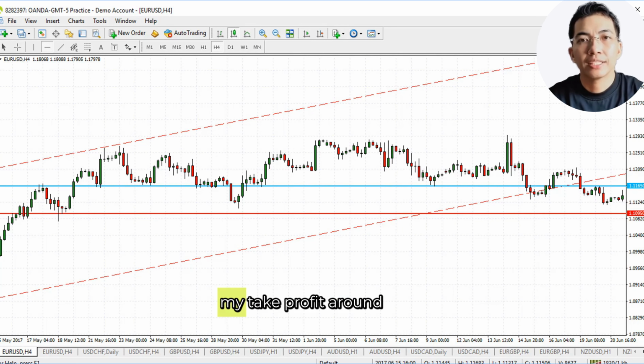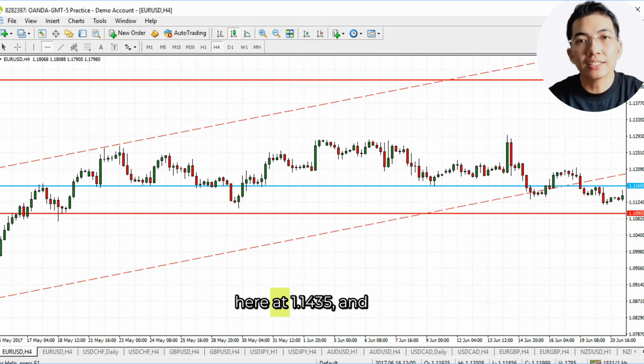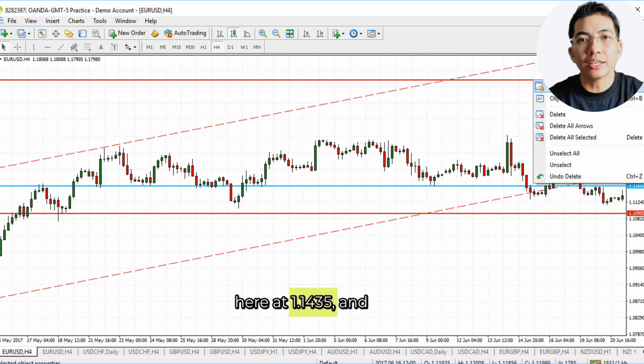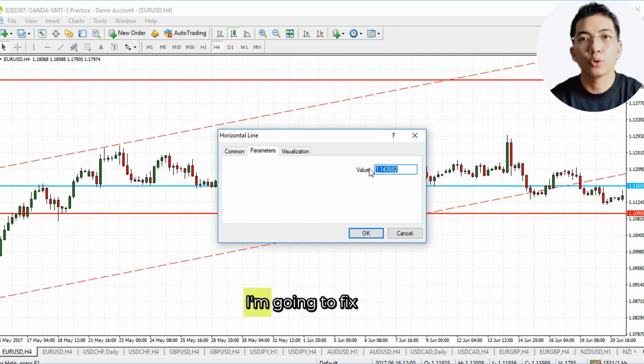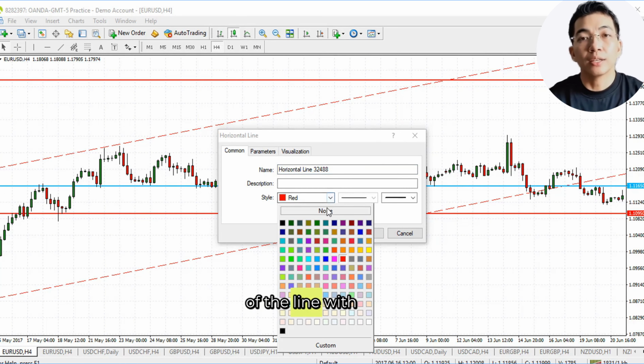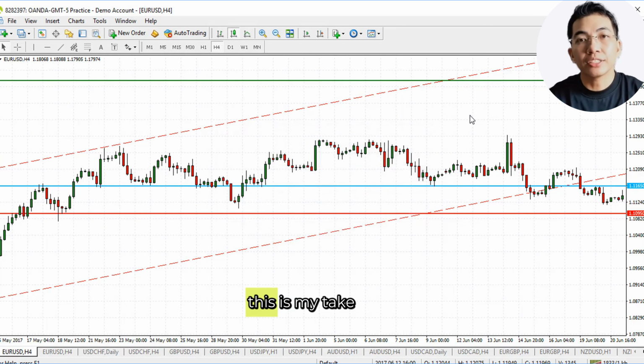So I can place my take profit around here at 1.1435, and I'm going to fix the price, and I'm also changing the color of the line with a green color because this is my take profit. So at this point I will have a risk in terms of pips, that is 70 pips, but I will have a potential reward that is 270 pips, so a bit less than a 1-to-4 as a risk to reward.